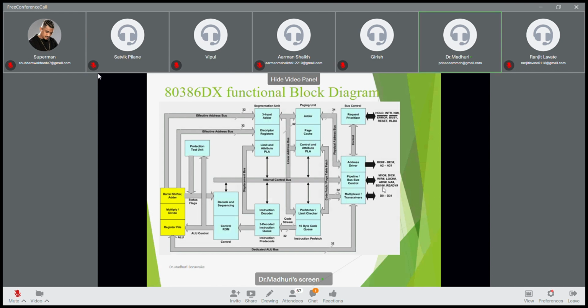Understood? Have you understood this architecture? Let me know, people. You are getting it, guys? Or shall I repeat it again? Understood, ma'am. Understood. Okay.